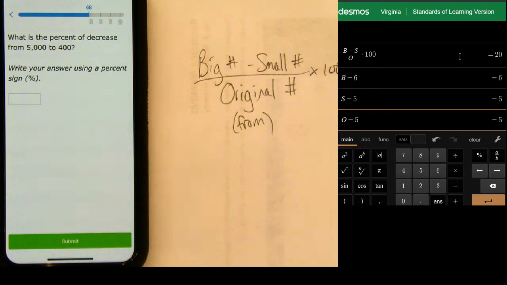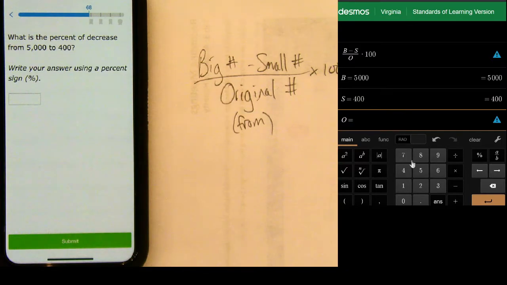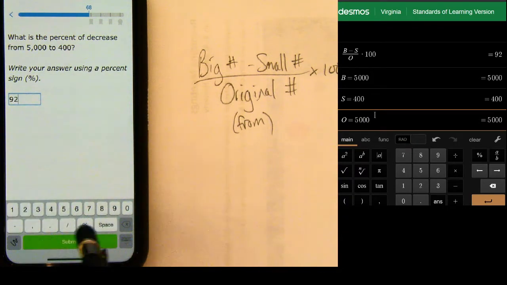What is that percent of decrease from 5,000 to 400? So 5,000 is a big number. Our small number is 400, and the original is still 5,000. And so we're going to be a 92% decrease.